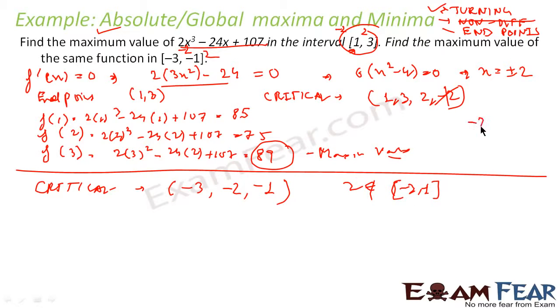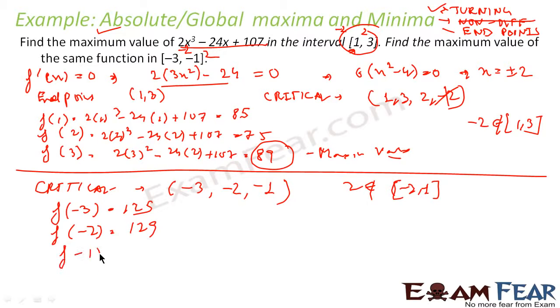In the earlier case, minus 2 was not a member of 1, 2, 3. So I ignored minus 2. Here I ignored 2. Correct? So here also same thing. I have these critical points. You can find the value of f of minus 3. That will come out to be 125. You find the value of f of minus 2. Just solve on your own. You'll get 129. You find the value of minus 1. That will come out to be 139.